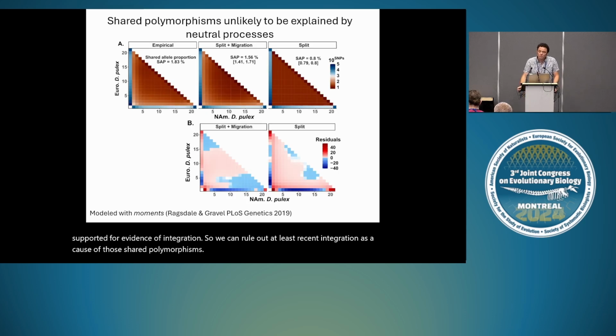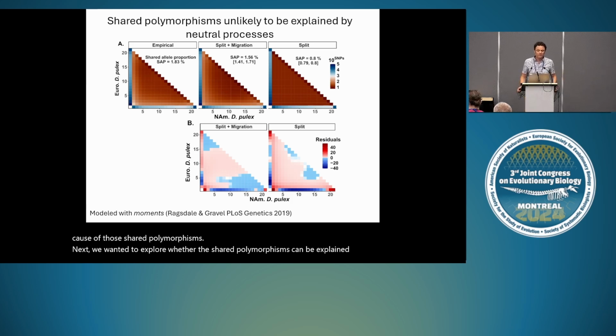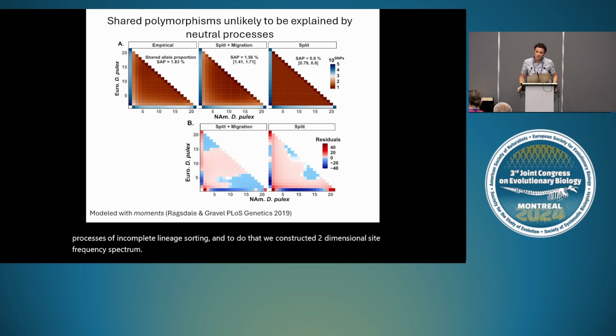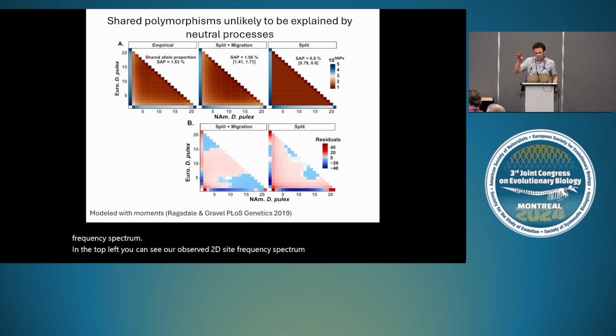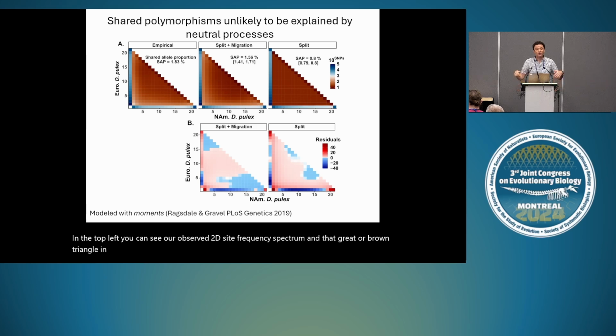Next, we wanted to explore whether these shared polymorphisms can be explained by neutral processes of incomplete lineage sorting. To do that, we constructed a two-dimensional site frequency spectrum. In the top left, you can see our observed 2D site frequency spectrum, and that gray or brown triangle in the center represents those shared polymorphisms, and about 1.8% of the mutations in our data set are those shared polymorphisms.